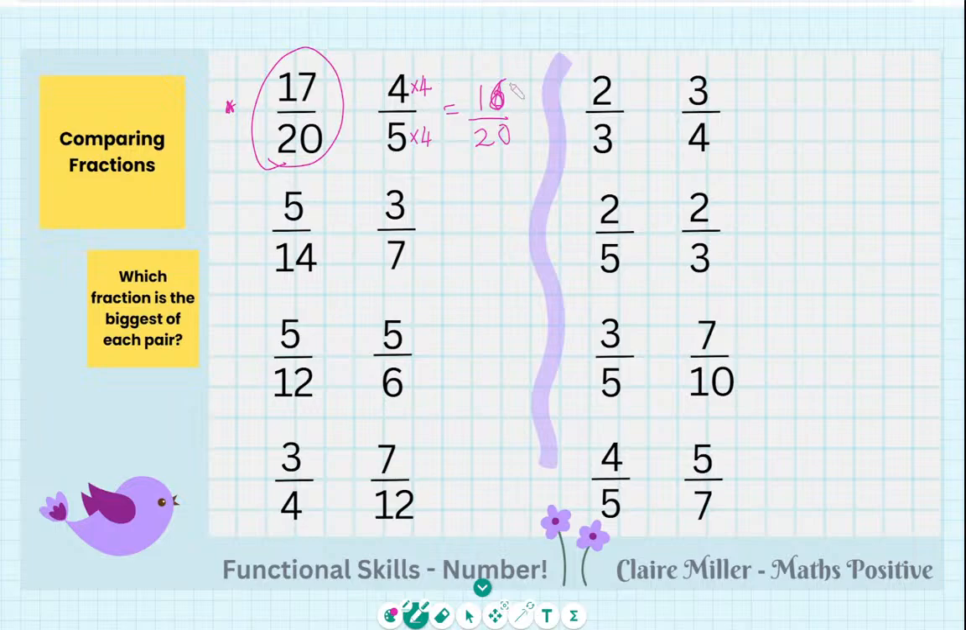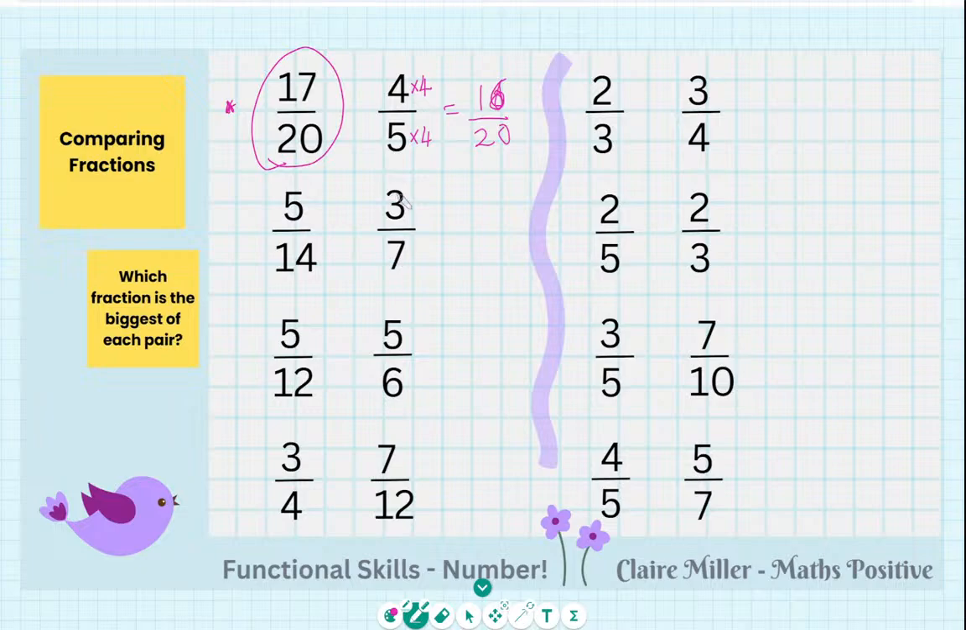I know some of you were saying, oh, I don't get it. I'm not sure what to do. All we're doing is we're thinking about which one's the biggest, which one's the smallest. And it's much easier to do that when we have the same bottom number in our fractions. It's much easier to compare them. Let's try the next one.